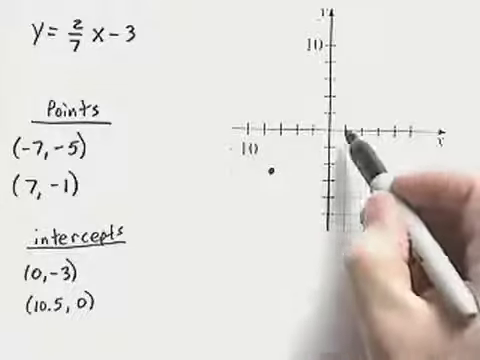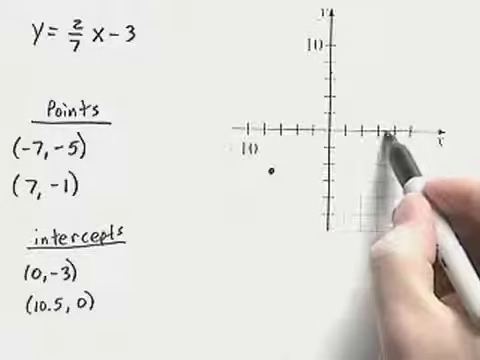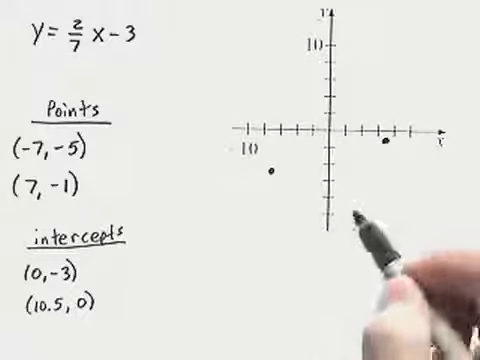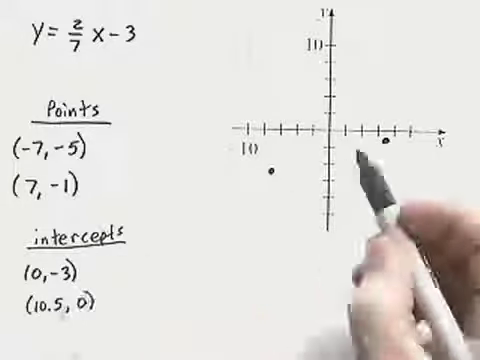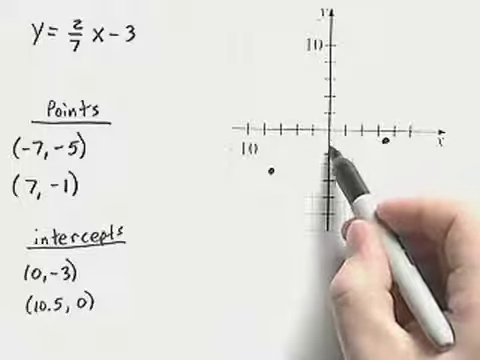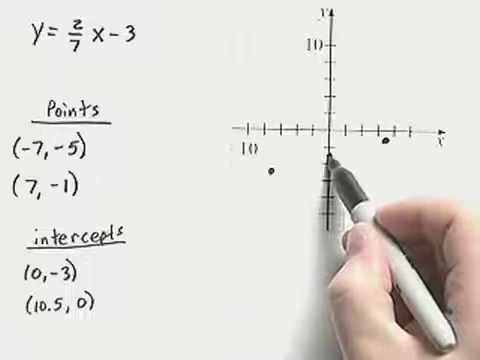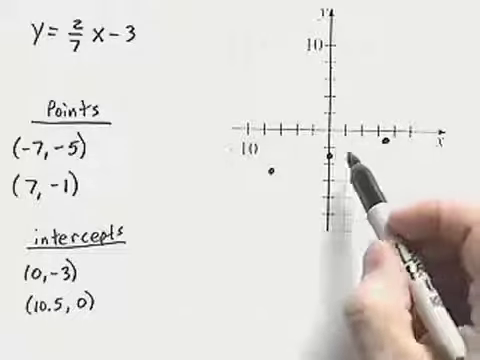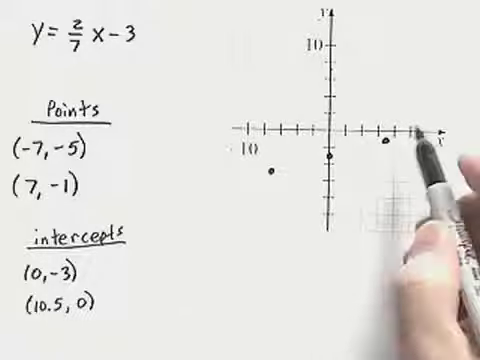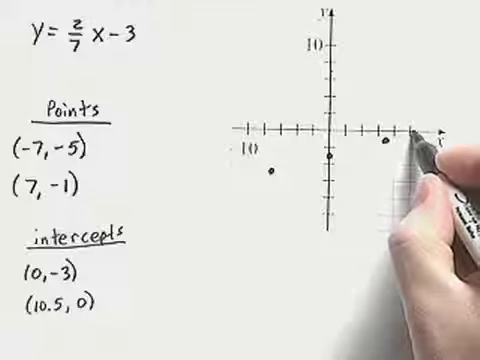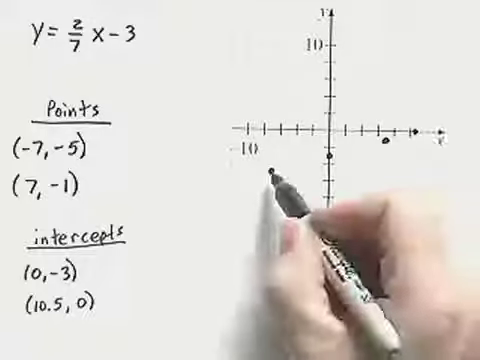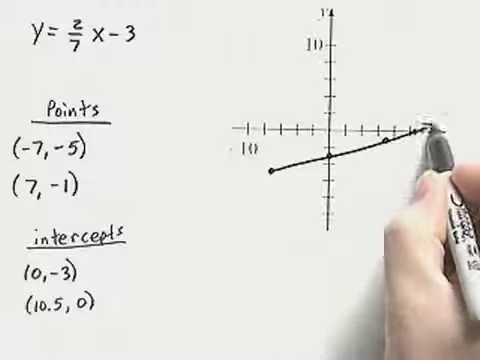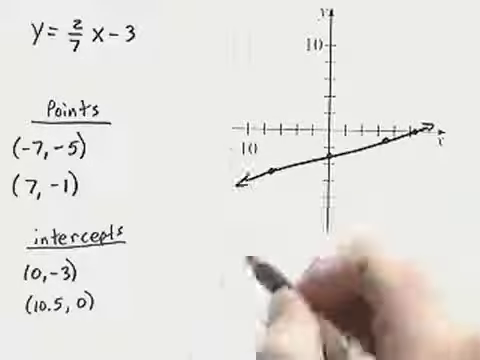Plot the point 7, negative 1, we'll go 2, 4, 6, 7, and then negative 1 put us down here. Intercepts, we have 0, negative 3, so x is 0, down to 3. There's our y-intercept, and our x-intercept is 10.5. So 2, 4, 6, 8, 10, and just a little bit past 10 here at 10.5. And we're going to go ahead and sketch the graph of our equation.